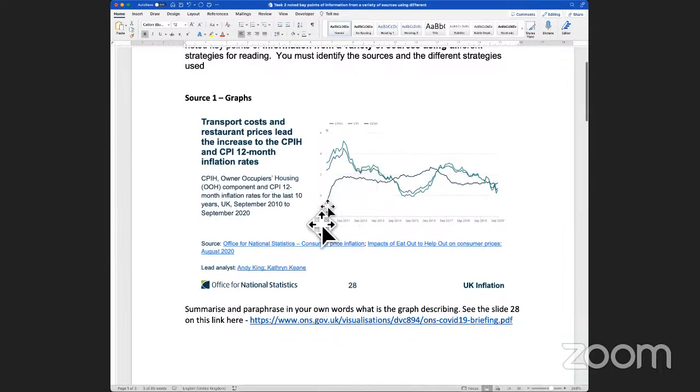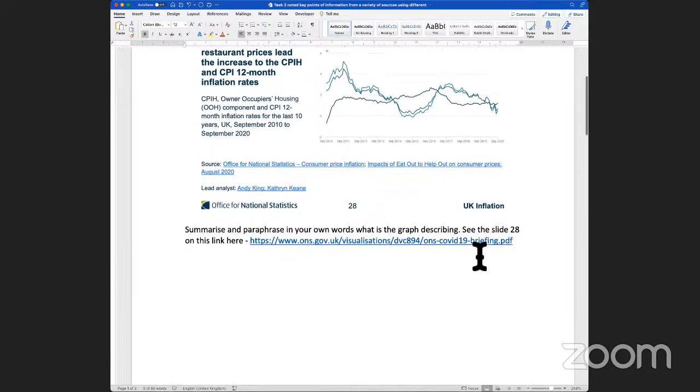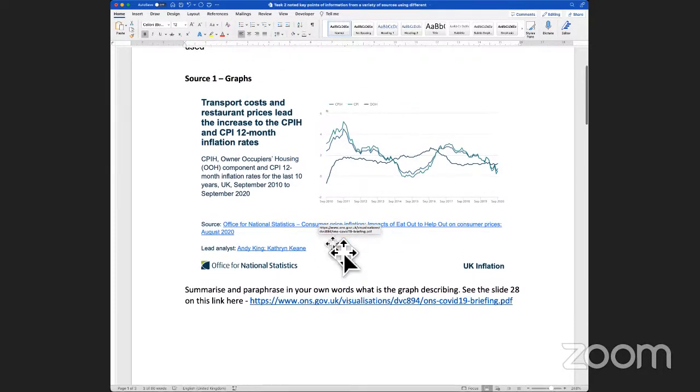Now, in this template, I have looked at one of the charts, which is basically a chart taken from the Office for National Statistics website. It shows the consumer price index, specifically consumer price inflation in terms of house prices. This particular chart is available on this link, on the ons.gov.uk website. Now, what you have to do is look at this chart.